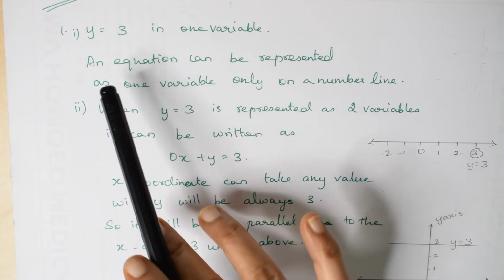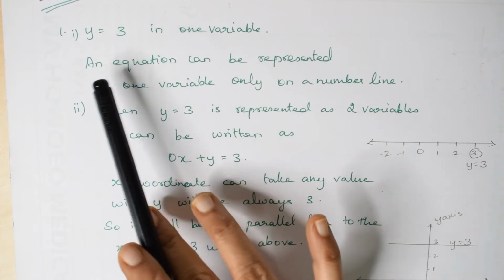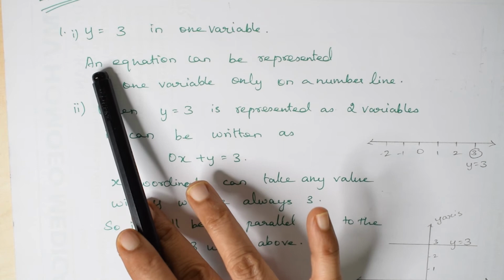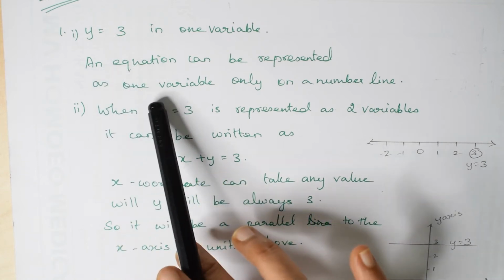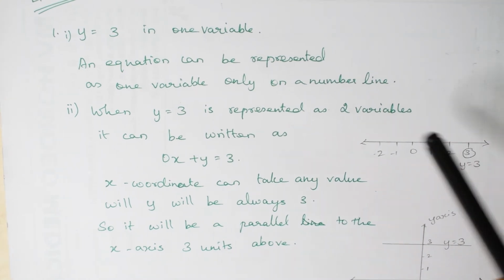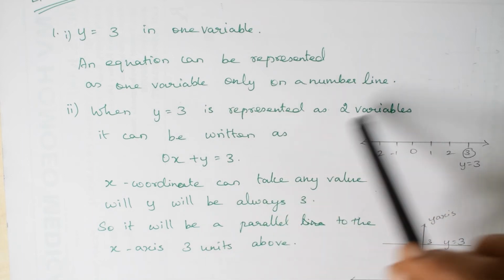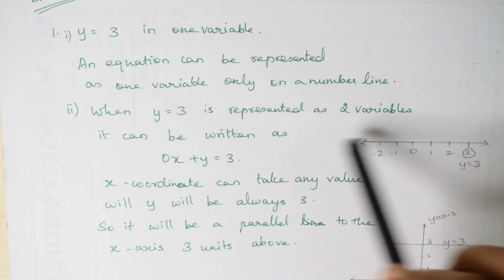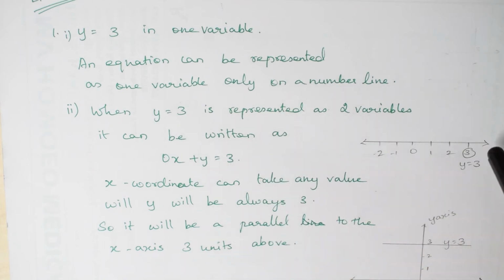The first equation is y = 3, and they have not given an x variable at all in the equation. So it is very easy. We have to draw a number line and mark 3 on the number line. With that, we have represented it on the number line as a single variable. One variable can be represented on a number line only, and I have shown y = 3 on the number line.